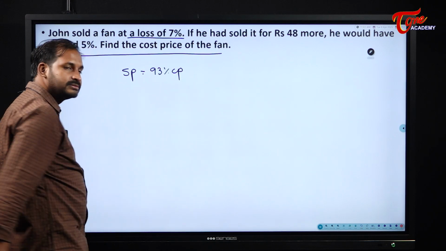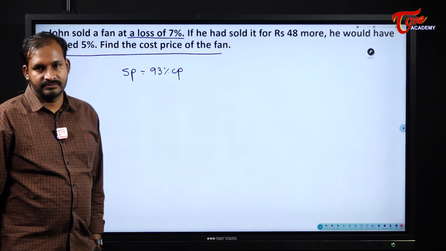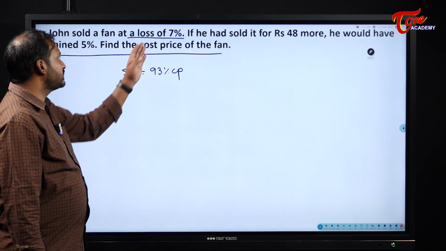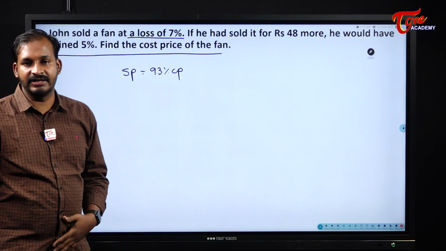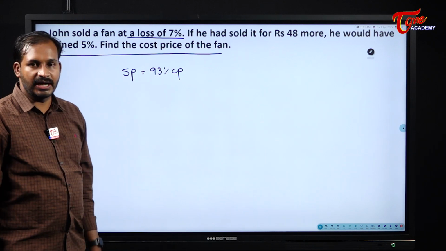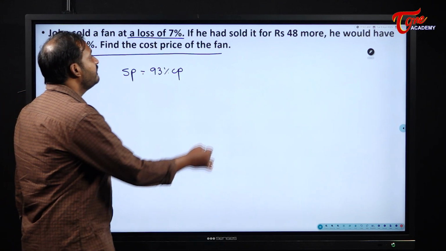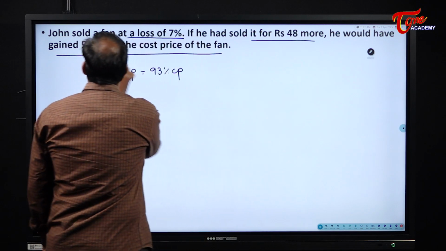Am I correct? Is it correct or not? Yes, it is correct. Why? Because we know if it is loss, we will subtract it from 100. If it is profit, we will add it to 100. So selling price is equal to 93% of cost price. Okay, good. If he had sold it for 48 more, he would have gained 5%.